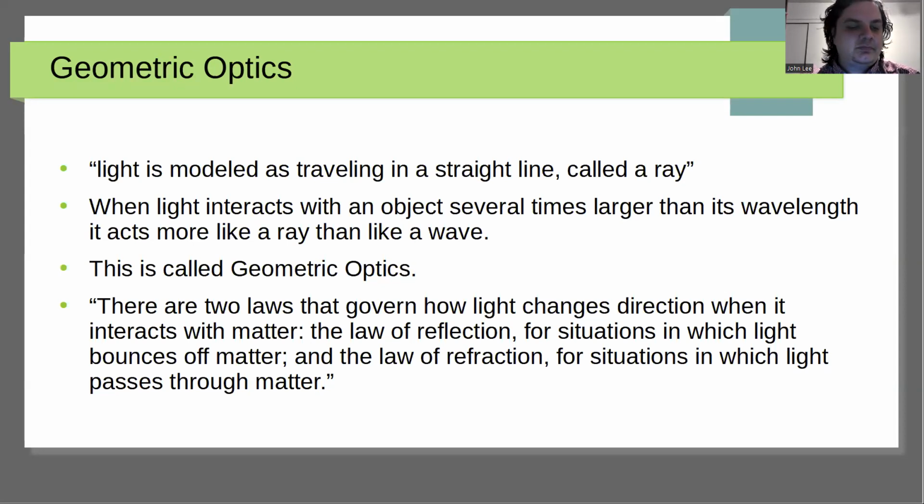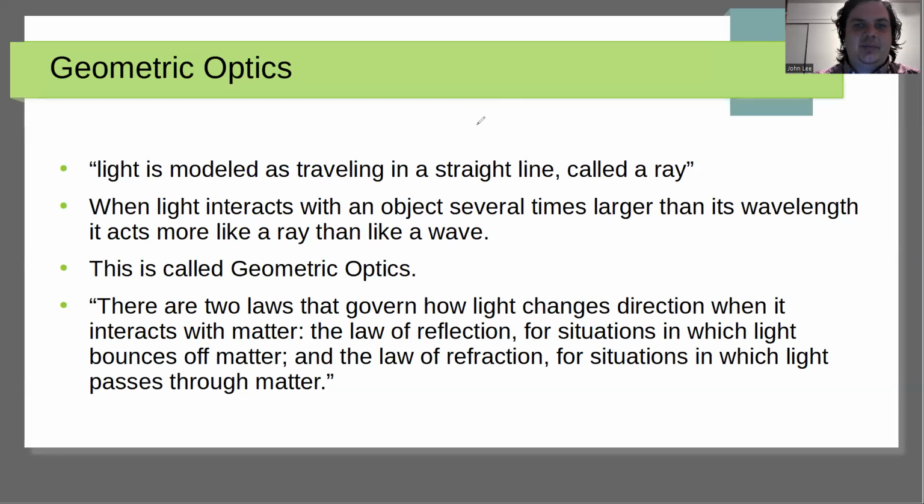So what we're going to do is start with the type of model that Newton worked with, which is light as a ray rather than a wave. This is called geometric optics, where light is modeled as traveling in a straight line called a ray.